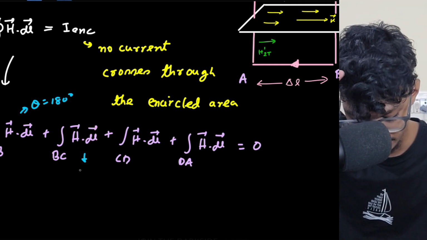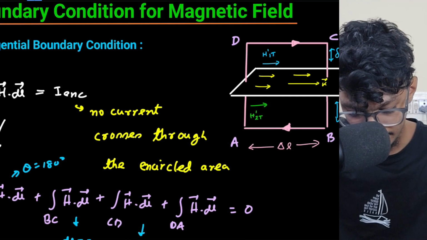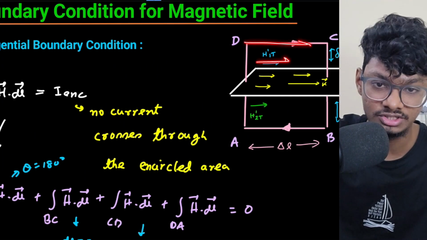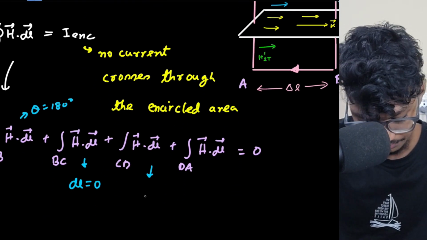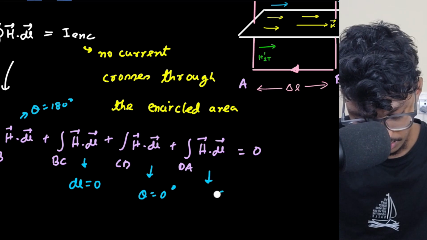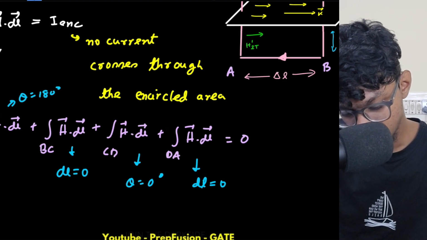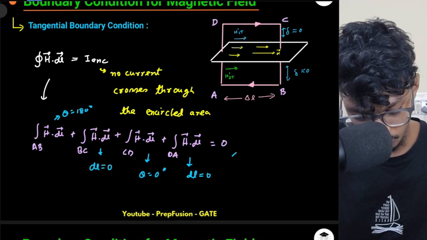So this whole integration will be simply 0. And here again, the angle between H1t dash and the direction of the dL vector is in the same direction, so this angle theta will be 0. And again, for the same reason, delta dL will be almost equal to 0.